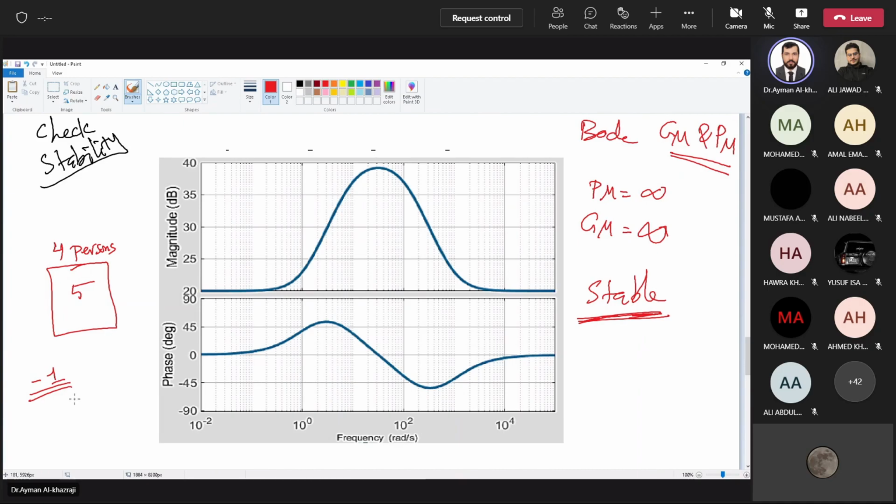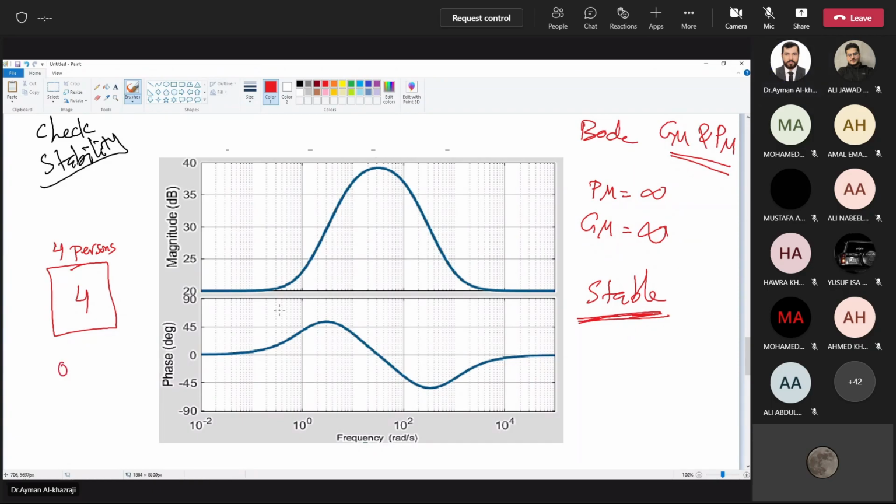It will not go. But if I have 3 inside, how many persons can I put inside? 1. This is stable. I can add. Or here, how many persons can I add? 0. This is marginally stable.